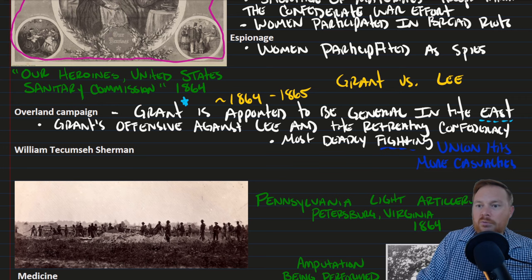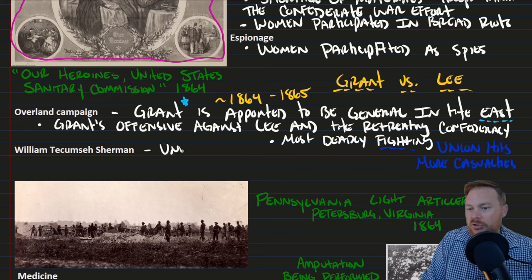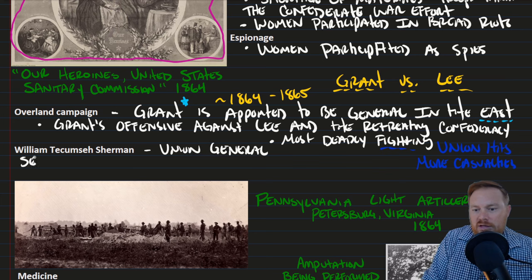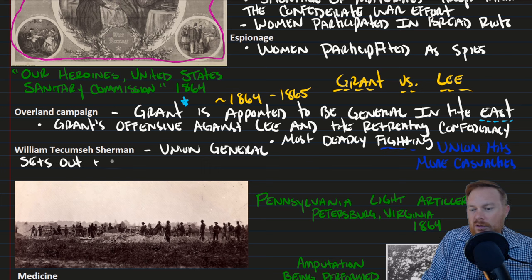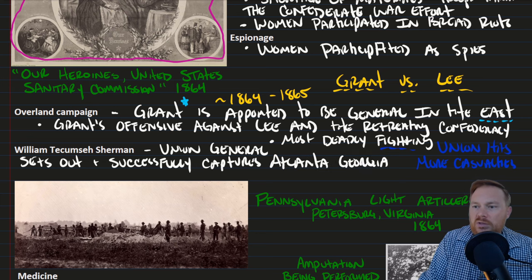Now, at the same time, while Grant is trying to pursue Lee, Lincoln and Grant allow for the Union General William Tecumseh Sherman. He is a Union general. He sets out and successfully captures Atlanta. Atlanta is located in Georgia. Again, this would be what we identified in the Western Theater. Grant versus Lee, this is in the East.